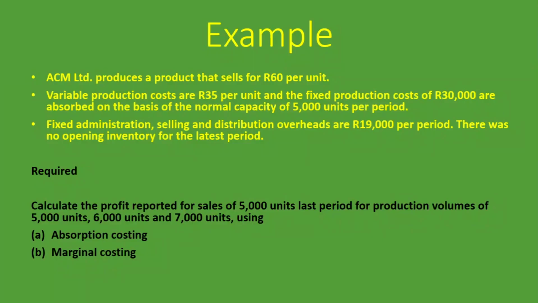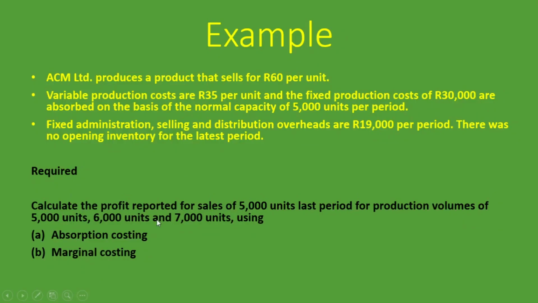So what are we required to do here? Here we are told that we sold 5,000 units, but now we have to do 3 examples. We sold 5,000 units when we only produced 5,000 units. In another example we sold 5,000 units and we produced 6,000 units. In another one, we sold 5,000 units while we produced 7,000 units. So for all these units that we produced, we always sold 5,000 units.